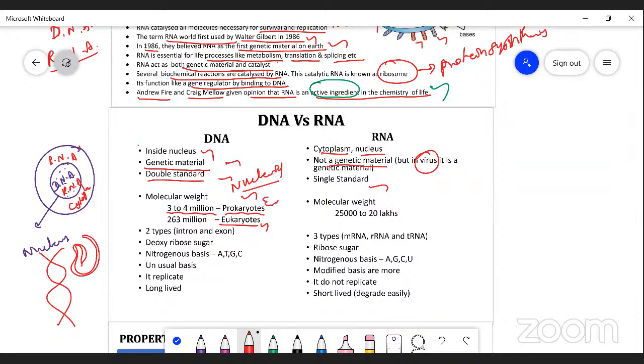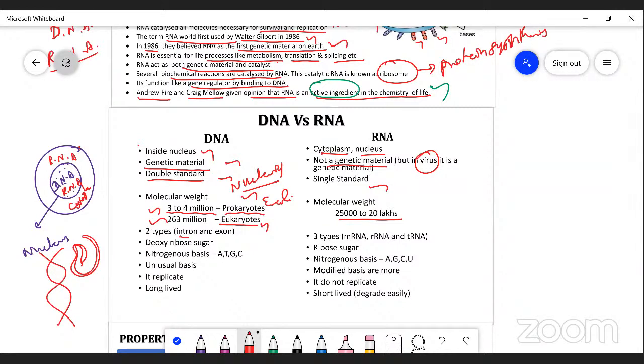Example: E. coli bacteria. So in molecular weight, prokaryotes contain 3 to 4 million as the weight of the DNA. Eukaryotes have 263 million as the weight of the DNA. The molecular weight of RNA is 25,000 to 20 lakhs.